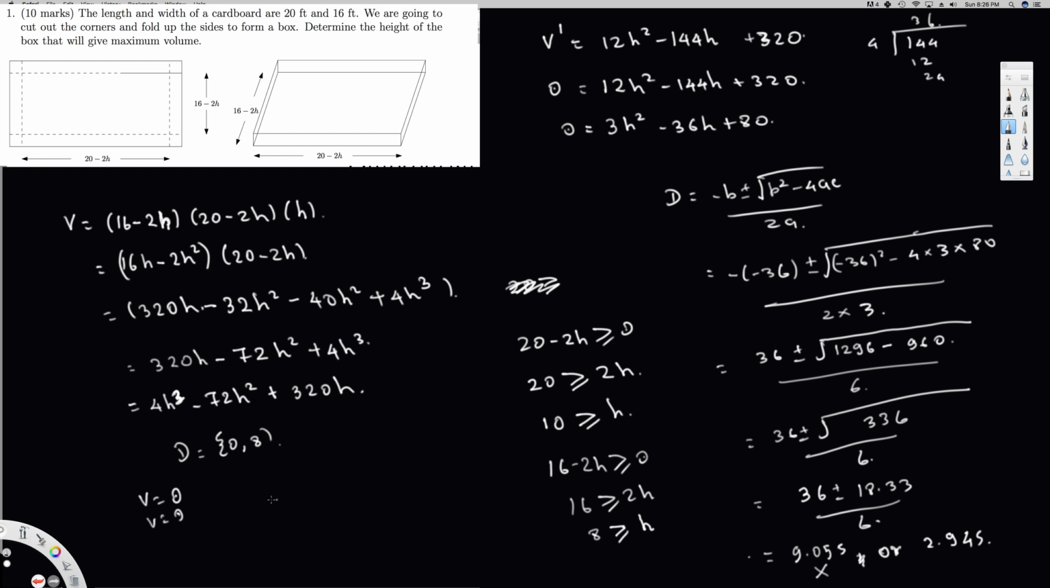You can check it with this one. Now this is going to be a positive value because 320 times h is a big number, and that's going to give you a positive value. Therefore we know for sure that this is the height that's going to create the absolute maximum volume. So that's the final answer.